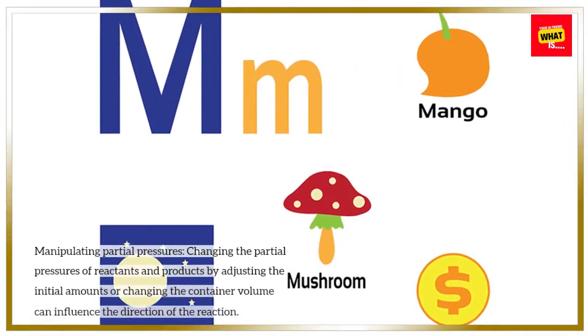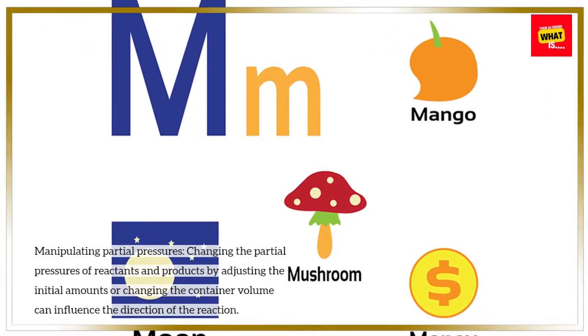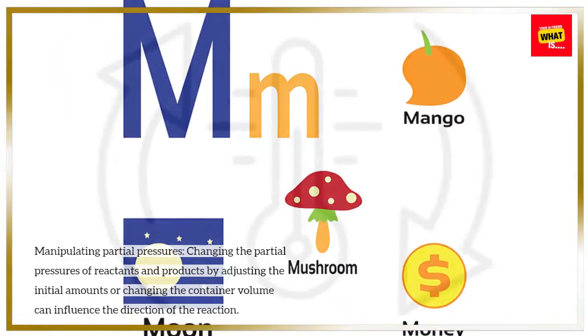Manipulating partial pressures. Changing the partial pressures of reactants and products by adjusting the initial amounts or changing the container volume can influence the direction of the reaction.